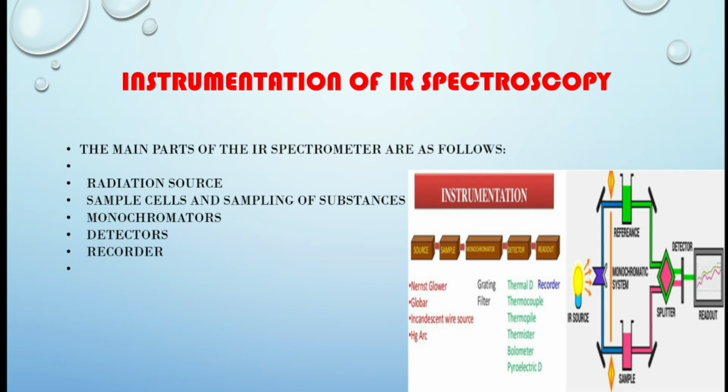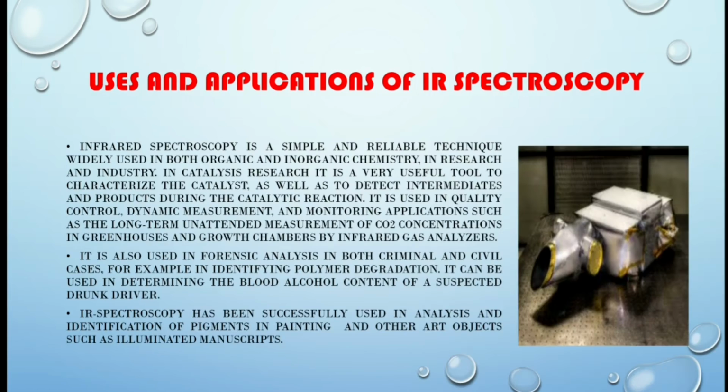Here is the instrumentation of IR spectroscopy, that is how it is designed. So let's talk about this. The main parts of the IR spectrometer are as follows: radiation source, that we can see in the diagram here, sample cells and sampling of substances, monochromators, detectors and recorders. So this is the instrumentation of IR spectroscopy.